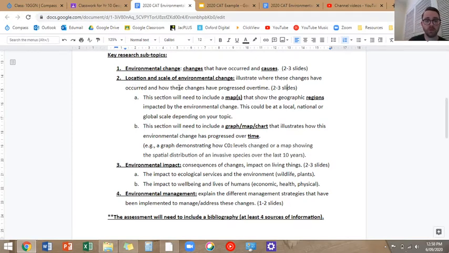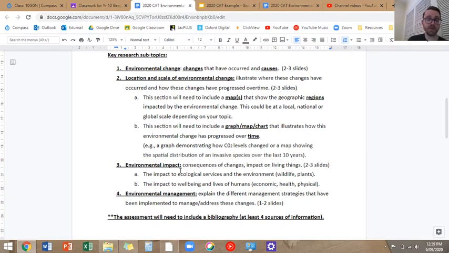Subtopic 2, the location, so where, and then the scale, so how it's progressed over time, the when of your change. So illustrate where and how these changes have progressed over time. Again, 2 or 3 slides. So maybe one slide, you give me a map that shows where the problem is, and then a PQE. One slide, you give me a graph or a map or a chart that just shows how it's changed over time.